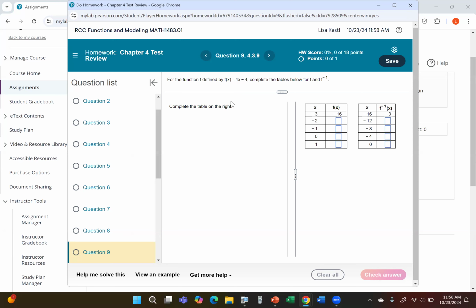Are you listening? If the input of f is negative 1, what is the output? Is it negative 8? If the input of the function is 0, what's the output? Is it negative 4? If the input of f is 1, is the output 0? For the inverse: negative 12, negative 2; negative 8, negative 1; negative 4, 0; 0, 1.